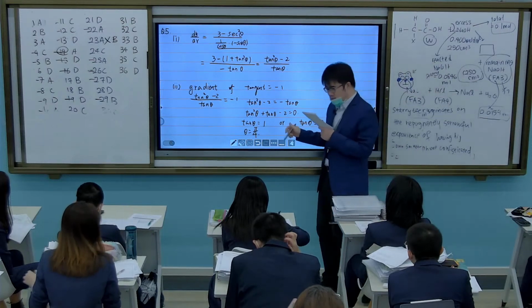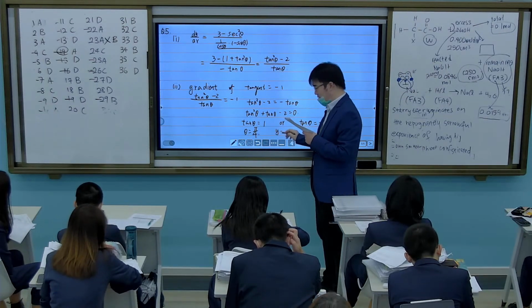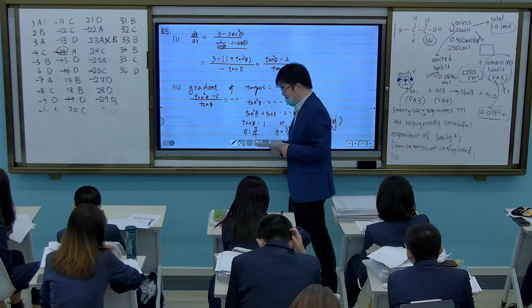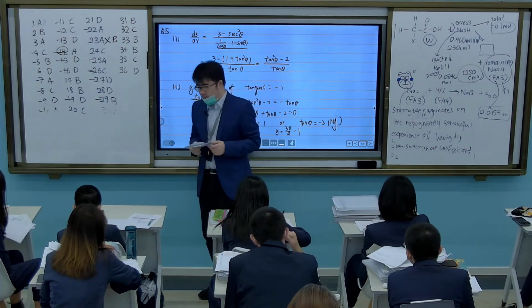If theta equals pi over 4, then y will be 3 pi over 4 minus 1.